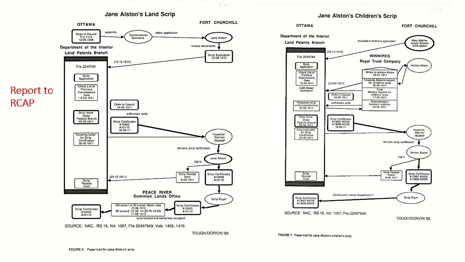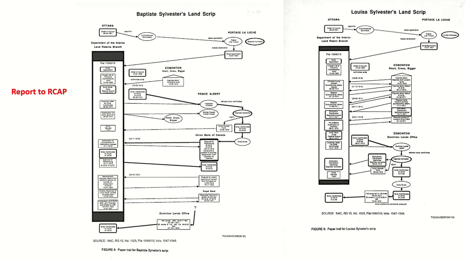In the Royal Commission stuff we did, we started reconstructing the paper trail. So this shows Ottawa. This is a file. This is all the documents. This is what's happening in Fort Churchill. This is Jane Alston. This is it being located out in the Peace River country. This is her children. It's going to a Royal Trust Company in Winnipeg. So we started doing these. These were very laborious. And then we have other ones here, Baptiste Sylvester and Prince Albert, Portage la Prairie, how the paper's flowing around, right?